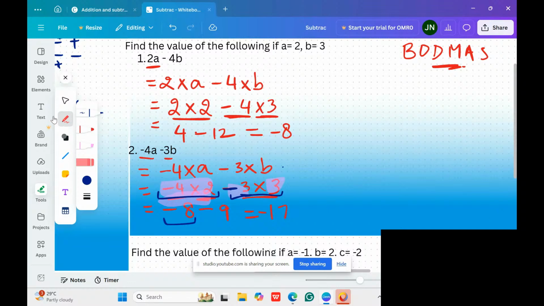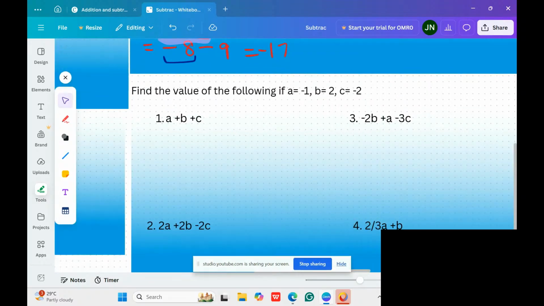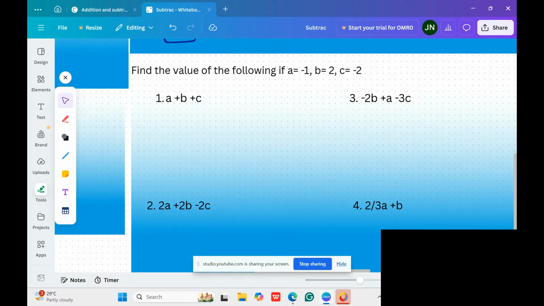Okay, let's not waste time now. Let's move to the next question. Now, the next question is a set of 4 questions. Now in this question you have got A, B and C. There are 3 variables, 4 questions, 4 different types of questions, and you have to solve. All right, so let's begin. Let's try.